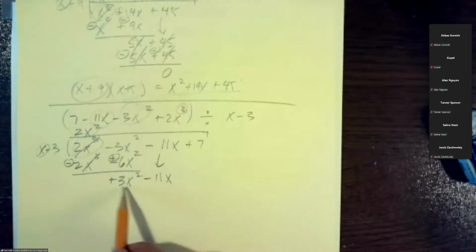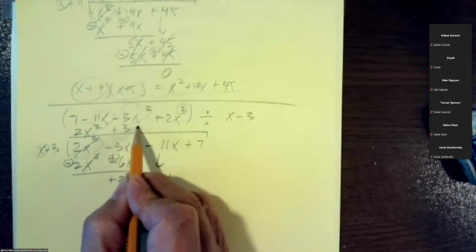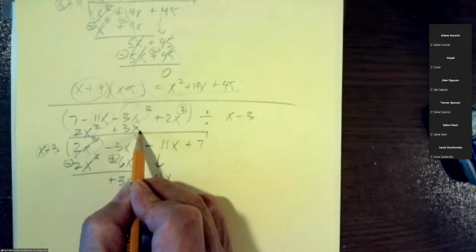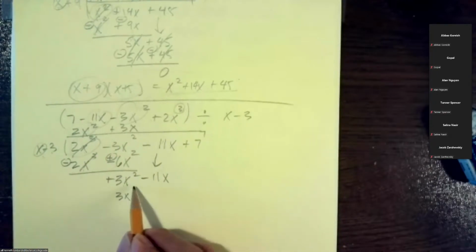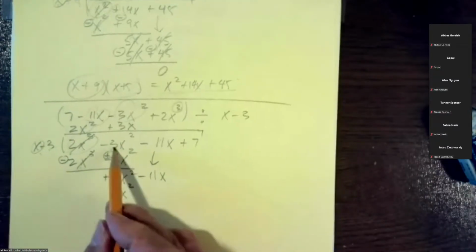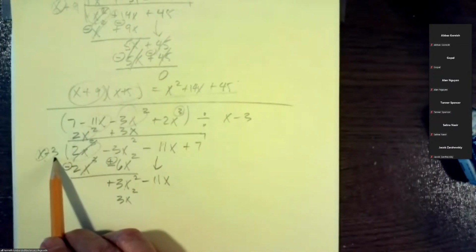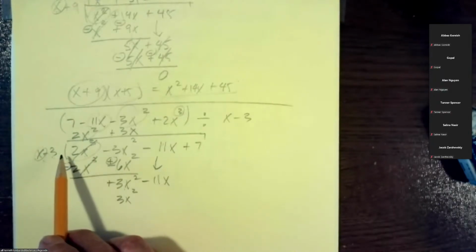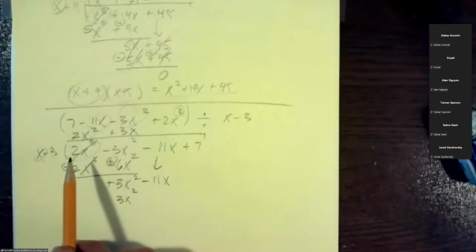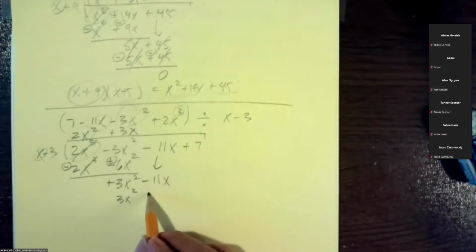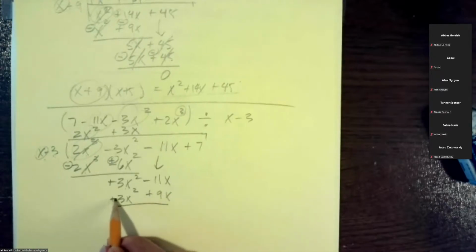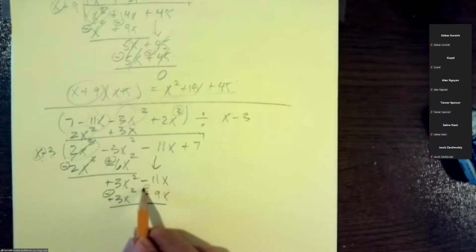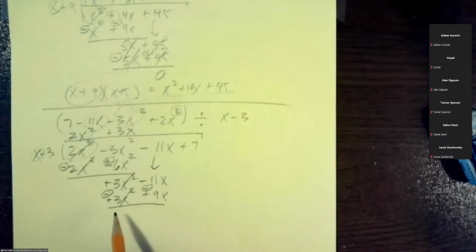X into 3x squared, that's going to be a 3x, isn't it? 3x times x is 3x squared. And 3x times negative 3. Okay, is that what we've got here? 3x times negative 3, that's going to give me positive 9x. And I'll change the sign here. Change the sign here. Those will cancel.